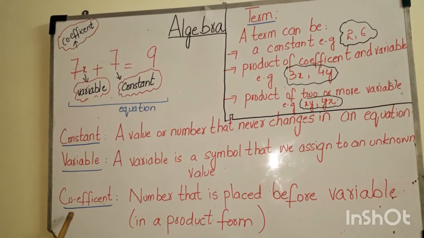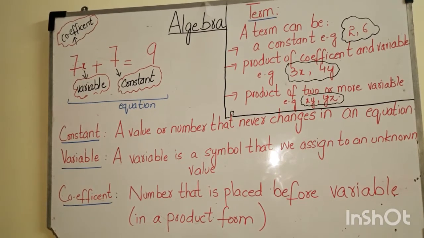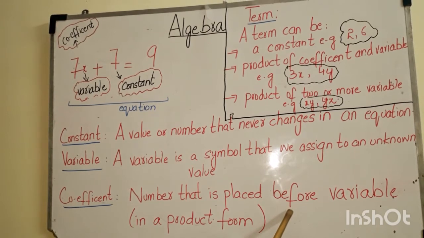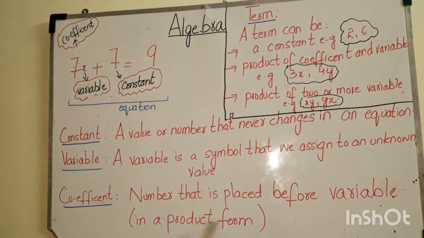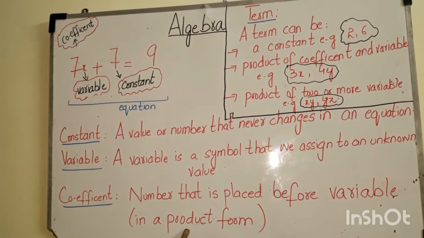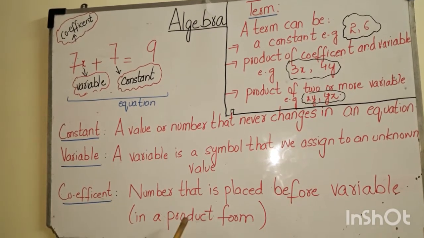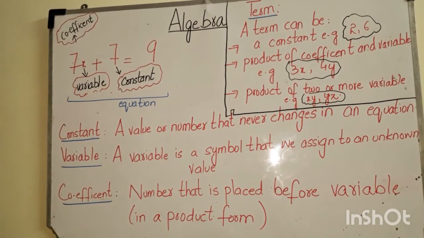I am moving toward the next concept and the next very important term, that is the coefficient. So the coefficient is the number that is placed before the variable, in the product form. This is the word which you need to understand, what I have written in the bracket: in the product form. This is the one condition, before, and this is the second condition, in the product. So the number that is placed before the variable in a product form is the coefficient.